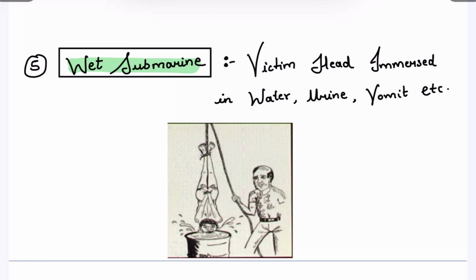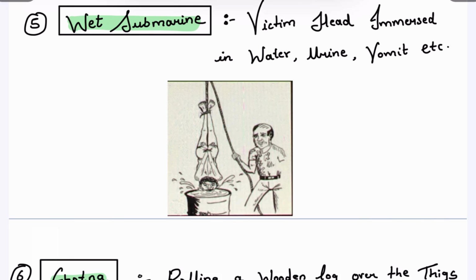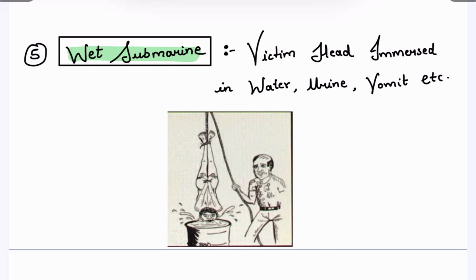This is the same kind of torture as dry submarine, but here there is use of water, urine and vomit, and it is known as wet submarine. You can see here the victim is placed and made to suffocate in water.